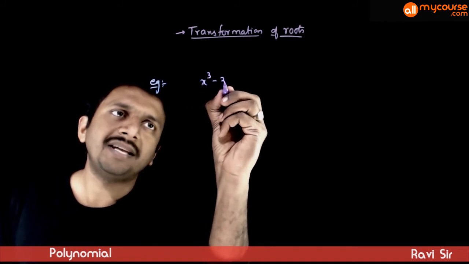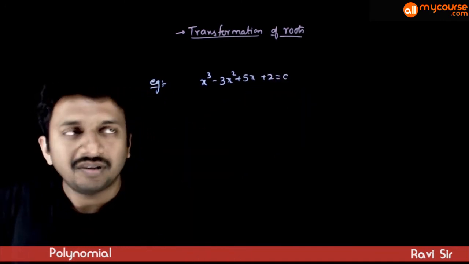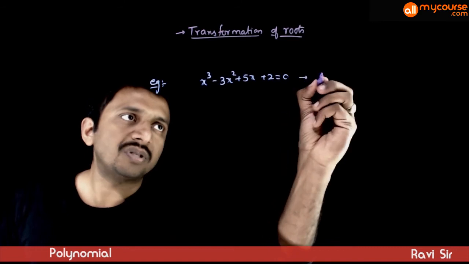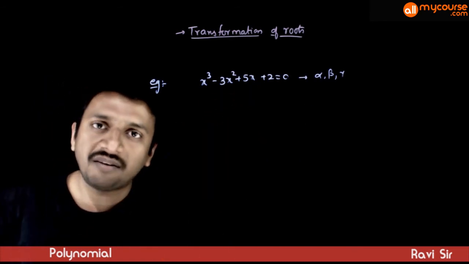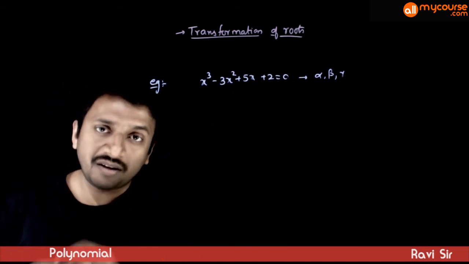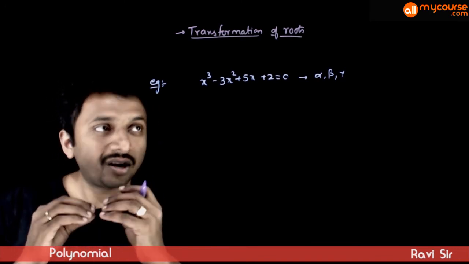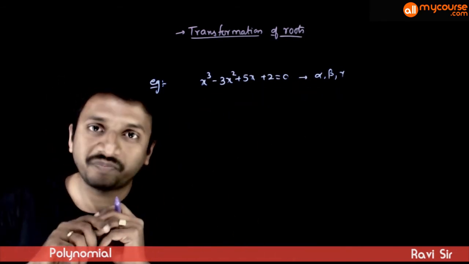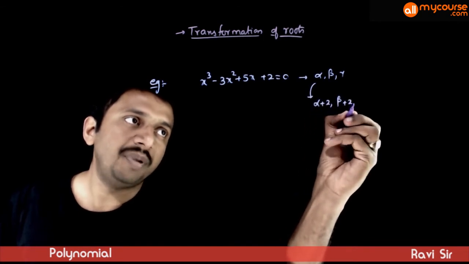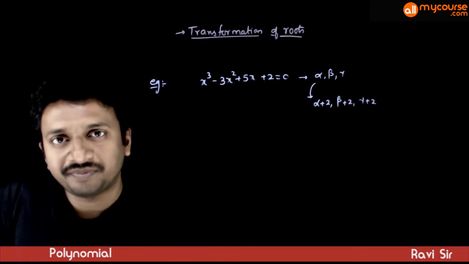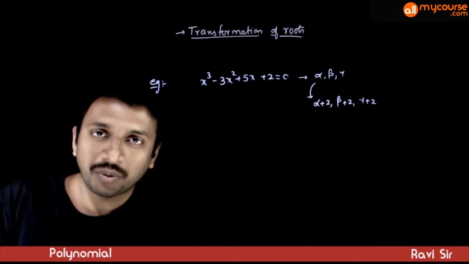x cube minus 3x square plus 5x plus 2 is equal to 0. So this is a cubic equation. Let the roots of this equation be alpha, beta and gamma. Now I want an equation, a cubic equation, whose roots are 2 greater than the roots of this equation. It means I want an equation whose roots are alpha plus 2, beta plus 2 and gamma plus 2. I want to increase the magnitude of the roots by 2 units. So how do I do it?